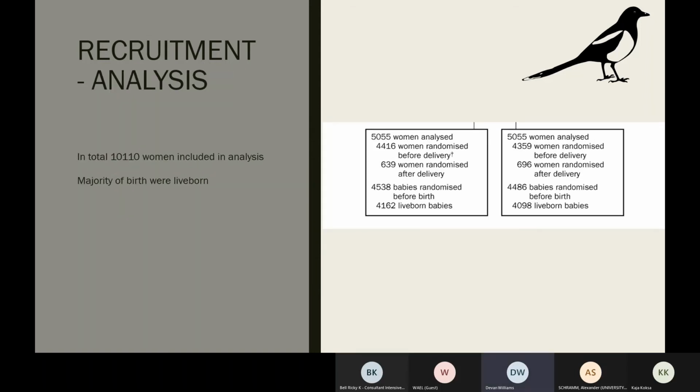And then overall in the analysis, the majority of people who had treatment were analysed as part of the data set, and the majority of births were live births. There were some stillbirths, and I believe there were 120 pregnancies which were likely to have been miscarriages prior to the commencement of allocation, but they were still included as part of the data set. They ran the numbers both with and without them, and it didn't make any statistical significance.